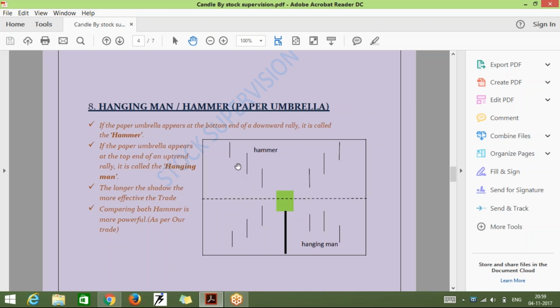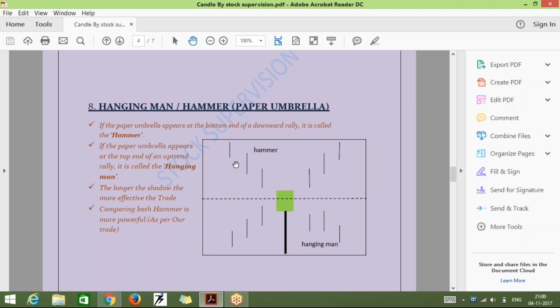In case of hammer, you would be finding a downtrend. Then after finding the hammer pattern, it is going to reverse to a bullish trend. And in case of hanging man, the candle looks the same in both cases, but they work differently.